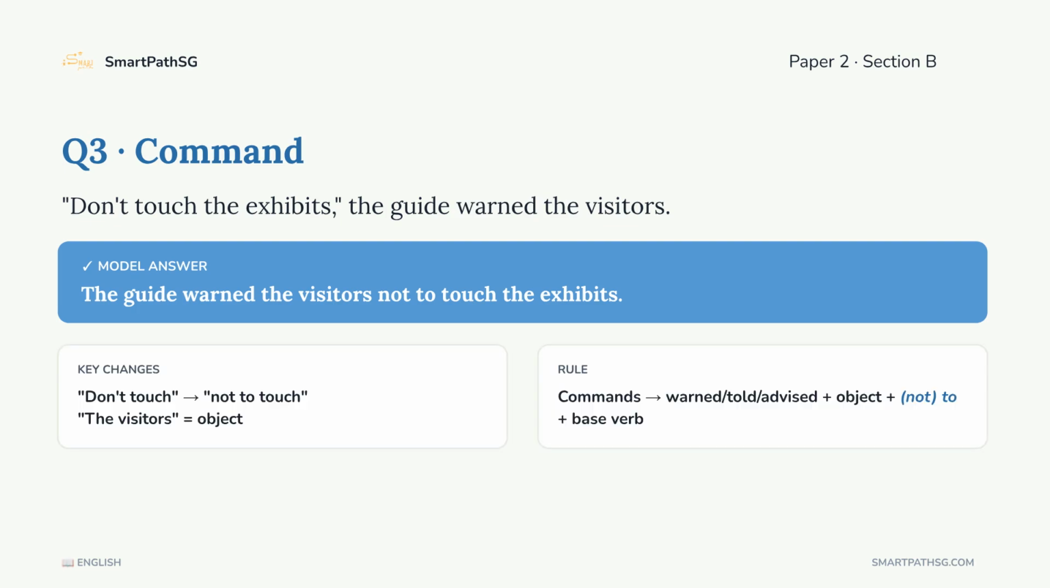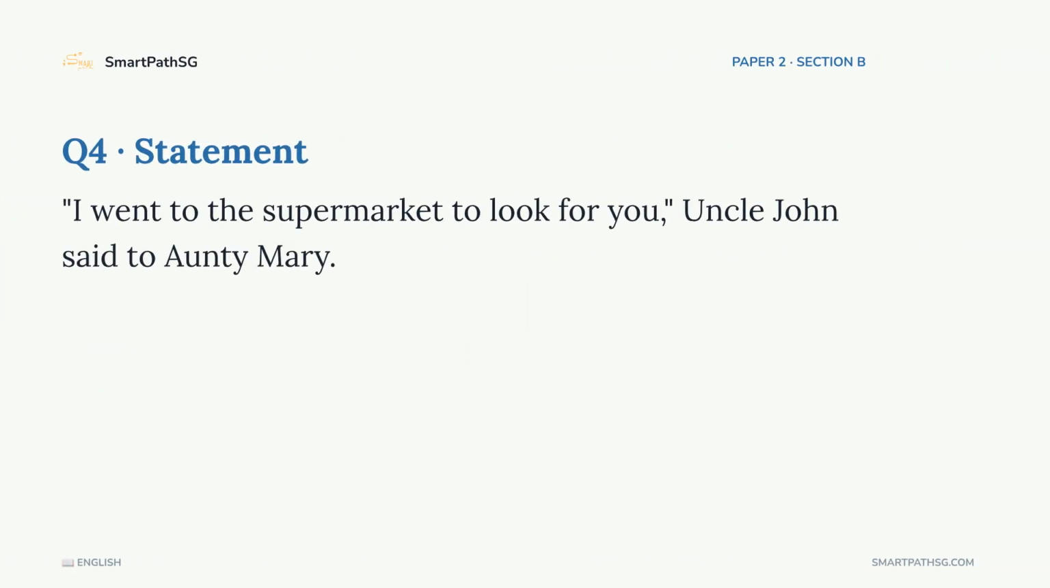Recall the formula for commands is warned or told or advised, plus object, plus not to, plus base verb. Don't touch simply becomes not to touch. Notice that the not comes directly before the to. Question 4. "I went to the supermarket to look for you," Uncle John said to Auntie Mary. We are to rewrite using keyword that.